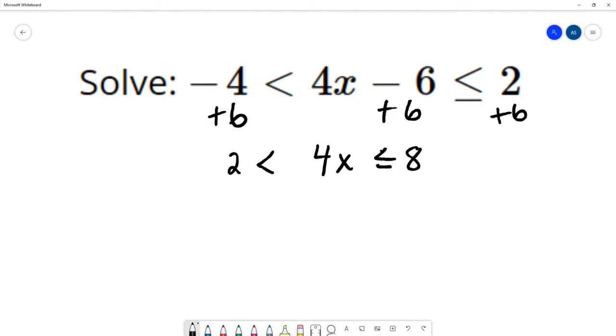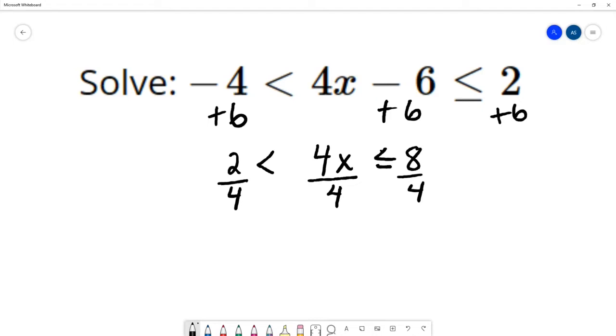We've got 4x, which is 4 times x. To cancel the 4 out, we'll divide by 4. That's the opposite of multiplication. And we're going to do the same thing on all 3 parts so that our inequality stays balanced.